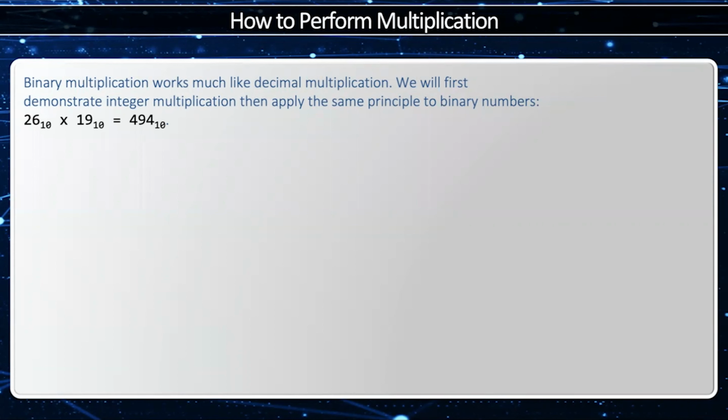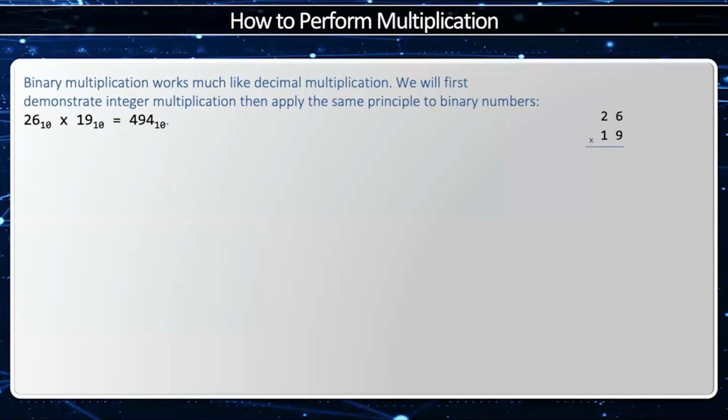Binary multiplication works much like decimal multiplication. We will first demonstrate integer multiplication with decimals and then apply the same principles with binary integers. So I'll take for an example 26 base 10 times 19 base 10. So we have 26 times 19.